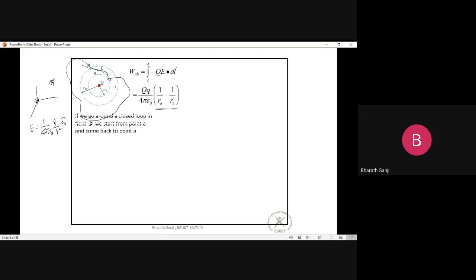Okay, so in fact, say for example I took a scenario that I start from B to A and then come back from A to B. Then the total work done is nothing but the same formula, because the initial point was B and the final point was again B. So you substitute rB in place of rA, you get an answer which is equal to 0. So that means your work done becomes 0.